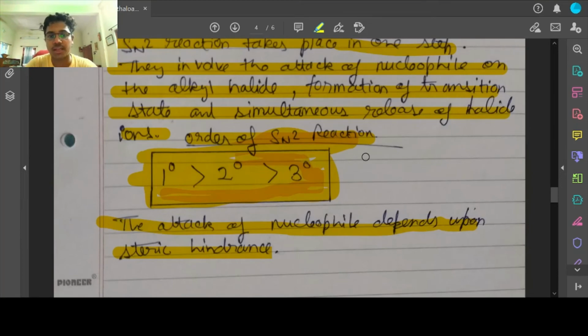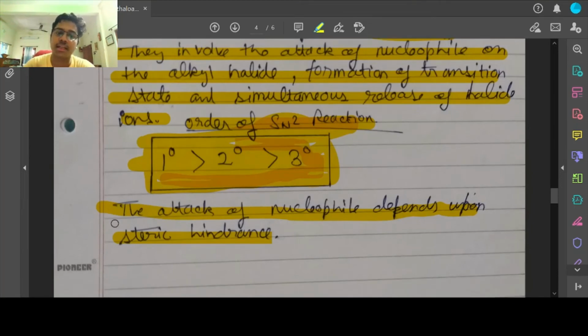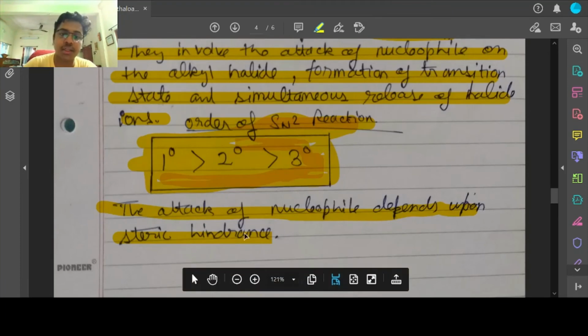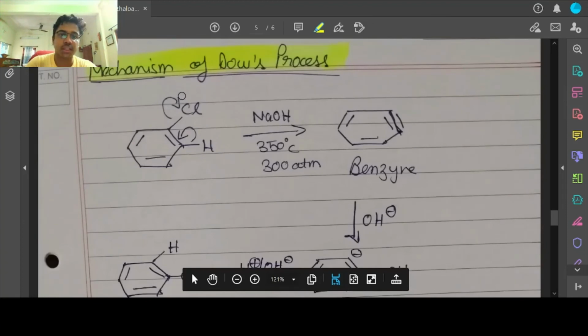So this is the order of reaction, the opposite of SN1 reaction, and the reason for this is steric hindrance. Steric hindrance is the keyword. You need to remember the keyword. So let us move on.